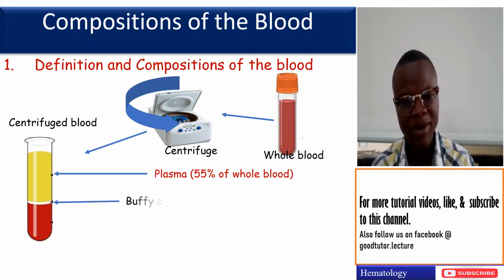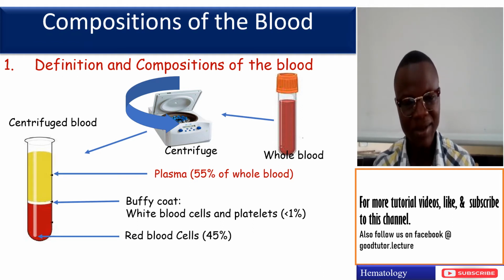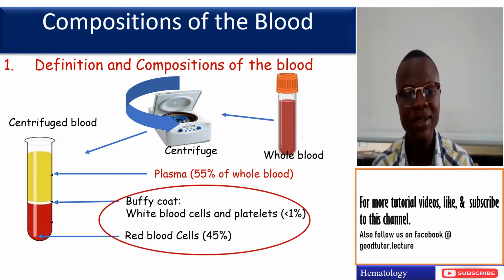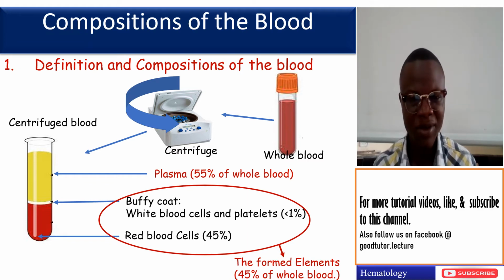In the middle here is a buffy coat that is made of white blood cells and platelets, and this is approximately less than 1% of the whole blood. And lastly, we have the red blood cells located at the base, which constitute about 45% of the whole blood. The red blood cell component of this entire whole blood is also referred to as the hematocrit. So the lower two portions of our blood here are referred to as the formed elements. So those are the various components of the blood.